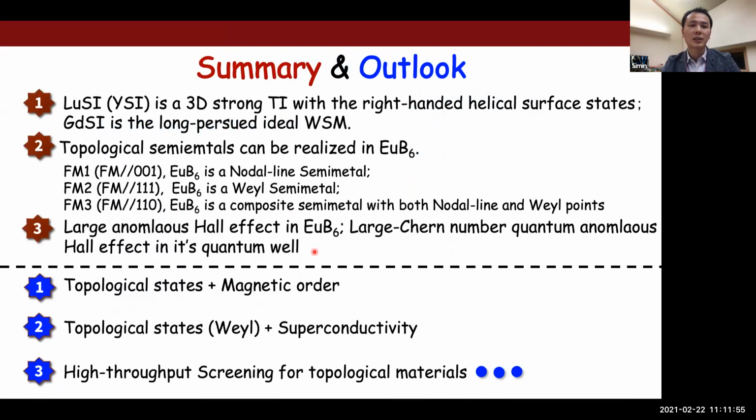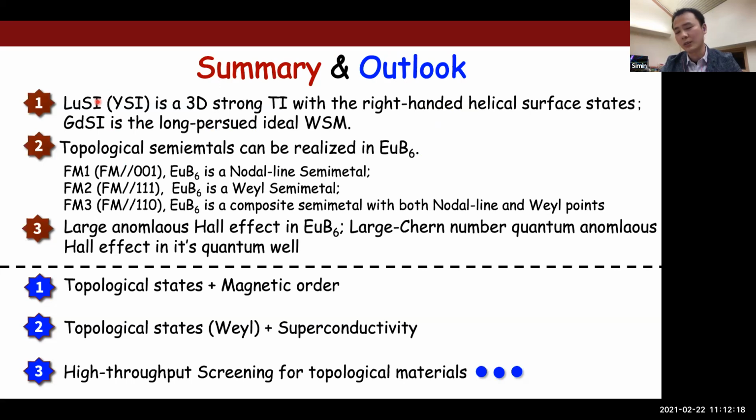Okay, this is the summary of the talk. First, guided by the study of a specific honeycomb lattice, we found that lutetium silver iodide is a three-dimensional strong topological insulator with right-handed helical surface states, and that the gallium silver iodide is the long-pursued ideal Weyl metal.